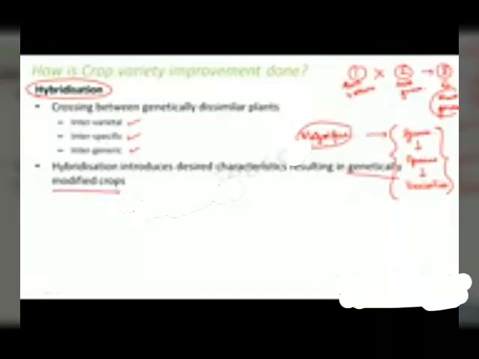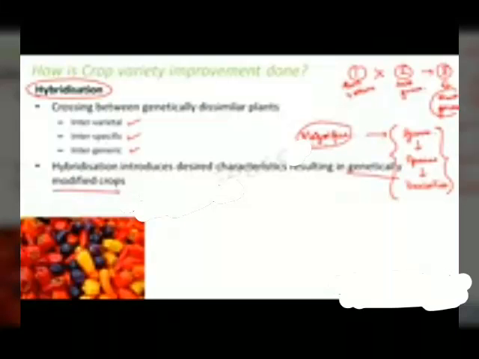So let us look at some examples of hybridization. When you go to the market, you would have seen that there are so many varieties of capsicum available. You have green colored capsicum, red colored capsicum, yellow colored capsicum, right? So there are so many different varieties. You would have often heard these terms also, that this is hybrid tomato or hybrid capsicum, right? So what do we mean by hybrid? That means it has been formed by a variety which was produced by hybridization.